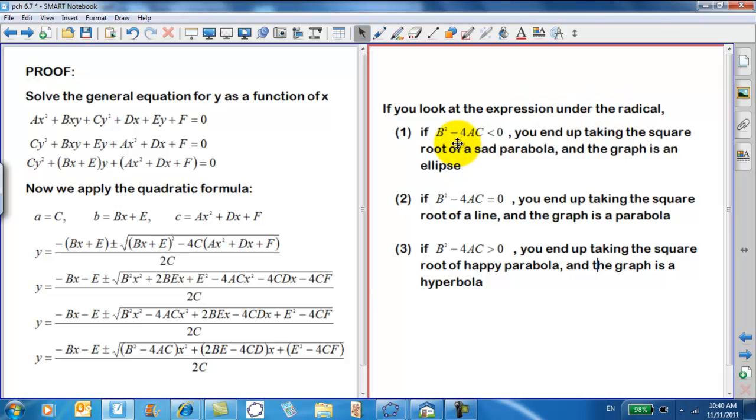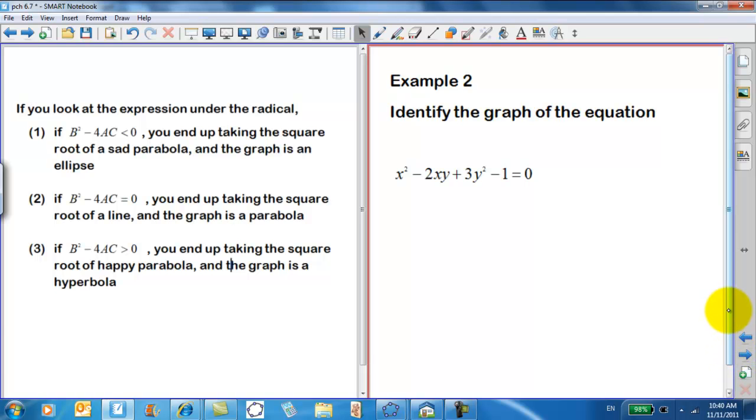What kind of parabola it's going to be is determined by b squared minus 4ac. If it's less than 0, you end up with a square root of a sad parabola. If it's equal to 0, you have a square root of a line. And if it's greater than 0, you have a square root of a happy parabola. We're going to see this in our diagram in a second.